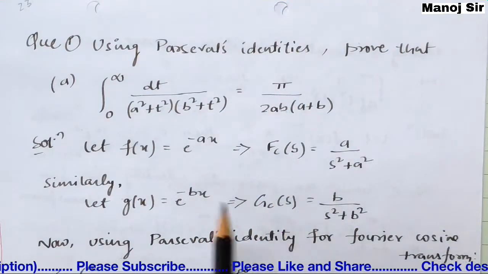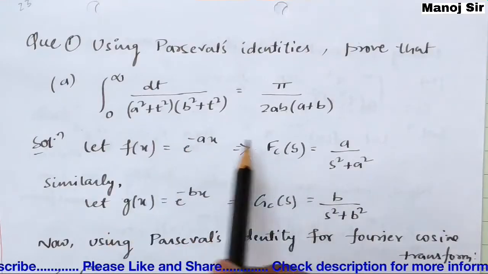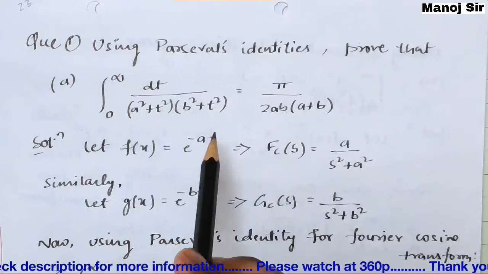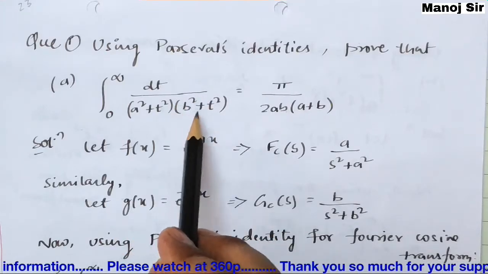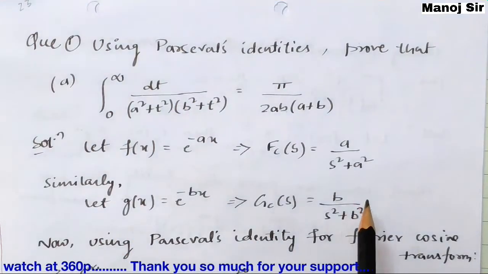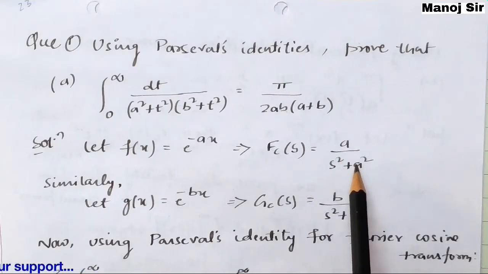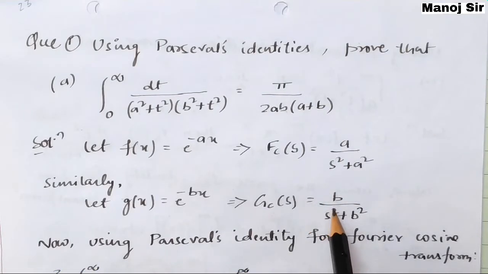So here we can see that we have two functions: a upon a square plus t square, into b upon b square plus t square. So we can say the first is a upon a square plus s square, and the second is b upon s square plus b square.